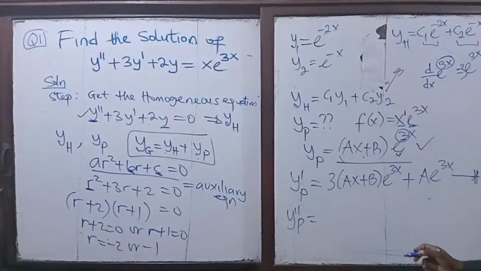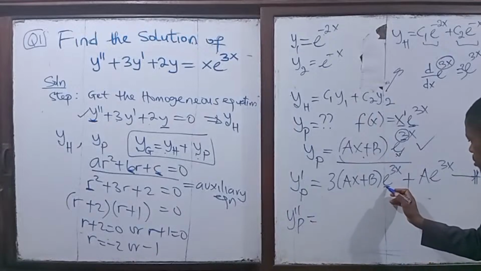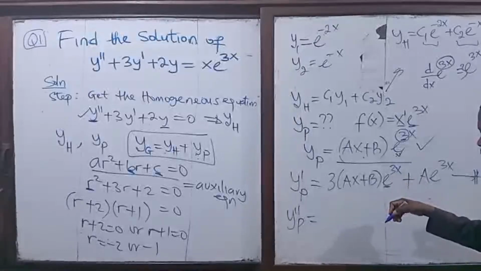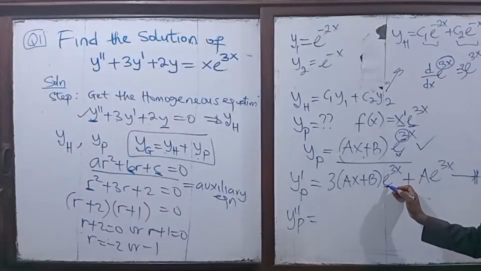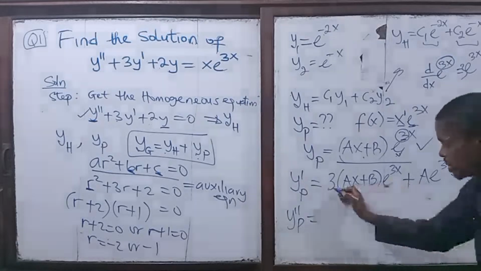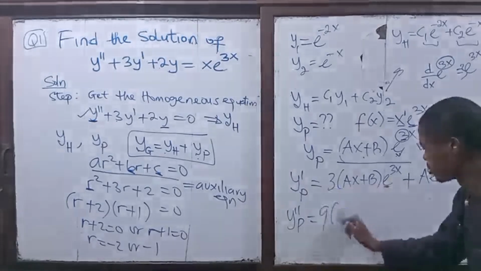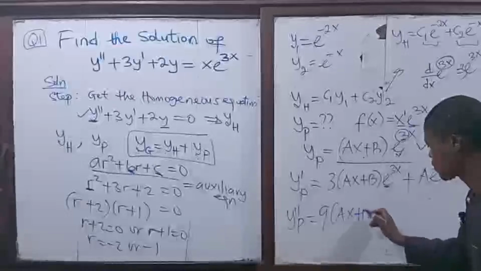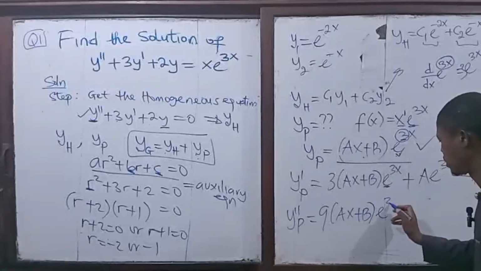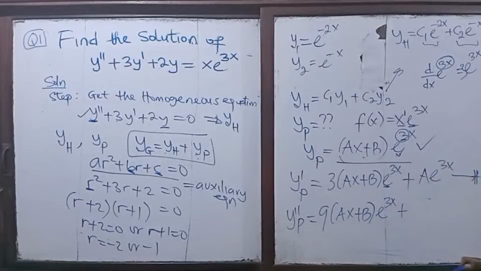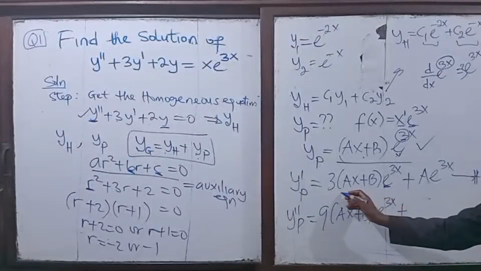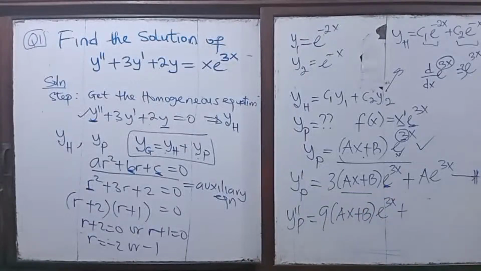Differentiate again. Differentiate your e function, so that will be 3 times the e function. So this one times 3, that's 9. Keep this one constant, e to power 3x, plus. Keep the e as a constant with the 3. Keep them constant and differentiate this one. That will be 3a e to power 3x.